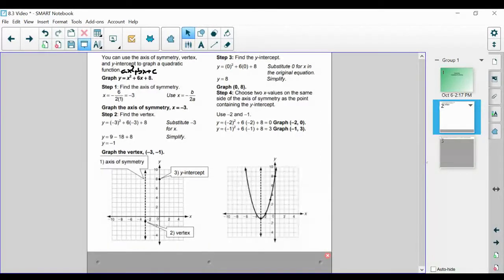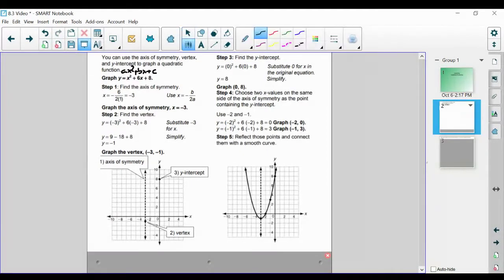Now we can graph everything on our line, and we're going to reflect those points and connect them with a smooth curve. So again, you're going to notice now that when x was -2, that's 1 unit away on the right-hand side of our axis of symmetry. So now, since it's symmetrical, we plot a point 1 unit left of our axis of symmetry.